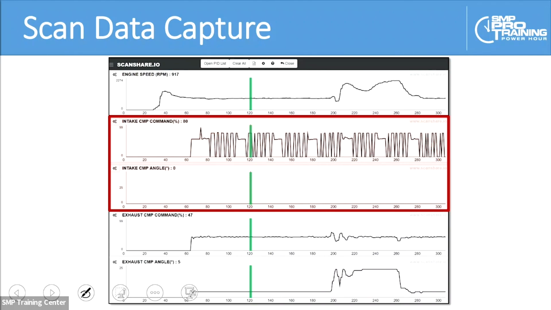But look at the PIDs below that. Notice the exhaust cam. The command is at around 47%. Hey, and you can see that the cam has moved. You can see there, based on the command that the PCM is issuing to the exhaust cam solenoid.